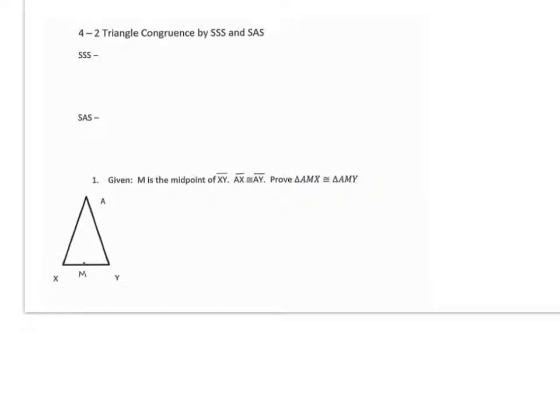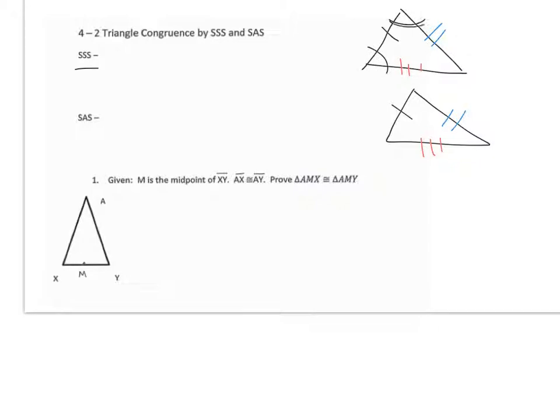Last lesson we proved that polygons are congruent. In order to prove polygons are congruent, you had to prove all angles and all sides are congruent. But if we know that all three sides are congruent, so if I had this side congruent to this side, and this side congruent to this side, and this side congruent to this side, it would follow that all of these angles are also congruent too. So this angle is congruent to this angle is congruent to this angle.